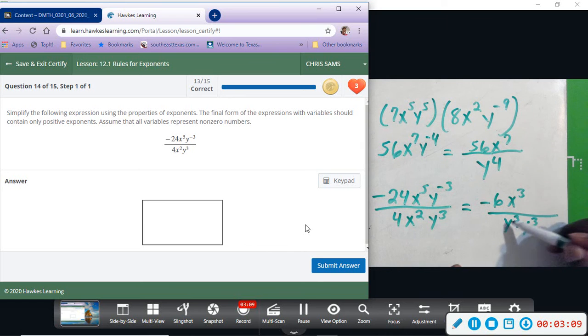And then we just use that property of addition. So I'm going to multiply, which means I'm going to add the exponents. 3 plus 3 is 6. So my final answer is a negative 6 x to the 3rd on top, on the bottom y to the 6th. So we have negative 6 x to the 3rd over y to the 6th.